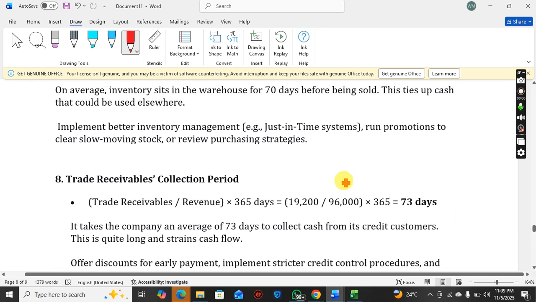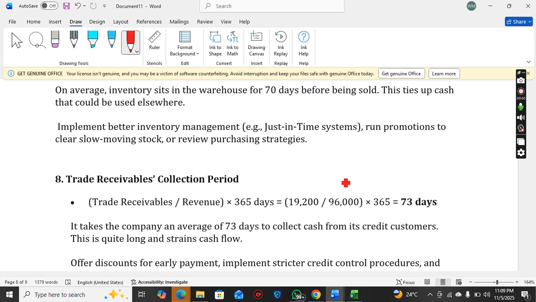Trade receivables collection period: how long does it take for us to collect money from the people who are owing us? You have to collect money as fast as you can so that you have liquidity within the business, and you're able to pay for any liabilities or expenses that fall due. The longer it takes, the greater the risk of bad debts, and you might even need to increase your provision for bad debts.